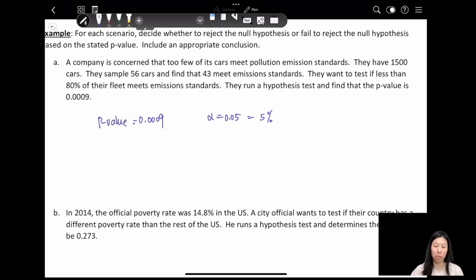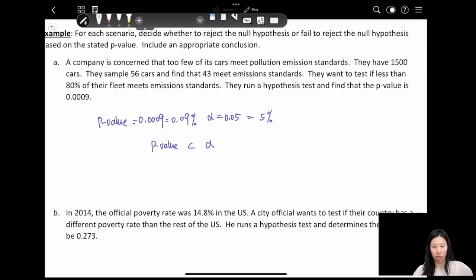When you compare these, I think it would be easier if you convert this to a percentage. So now let's convert 0.009 to a percentage. We have 0.9%. So it is really obvious that our p-value is less than our alpha. That means we need to reject our null hypothesis.